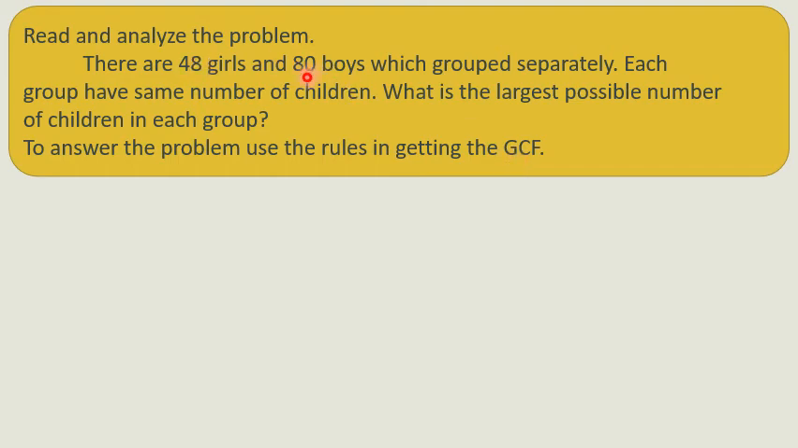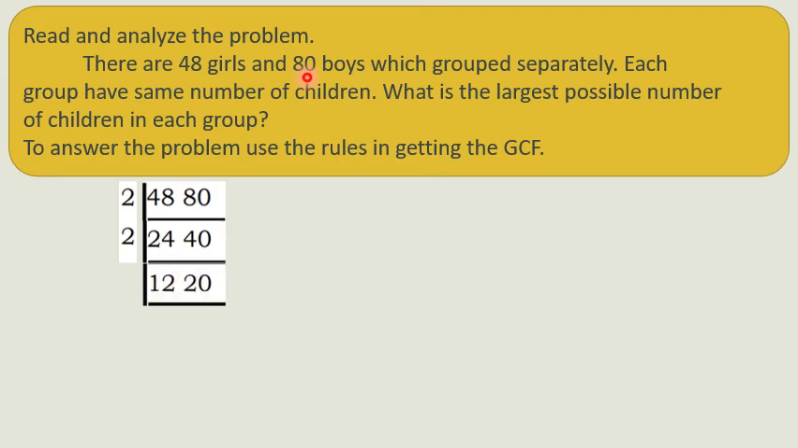So, dito kasi kailangan daw ipag-group sila ng equal yung number ng children. So, ilan pong girls at ilan boys po i-group natin dito. Okay? So, 48 and 80 po. So, since sila ay parehong even number, pwede natin i-divide sa 2. So, 48 divided by 2 is 24 and 80 divided by 2 is 40. So, since even number pa rin ang 24 and 40, pwede pa rin natin i-divide sa 2. So, 24 divided by 2 is 12 and 40 divided by 2 is 20.